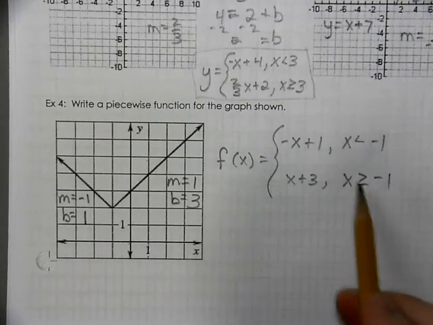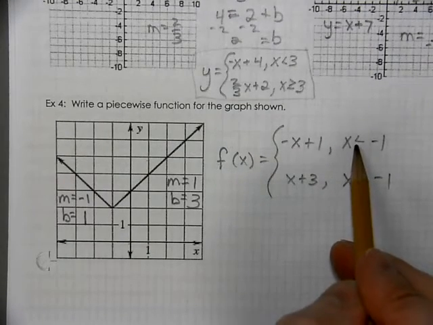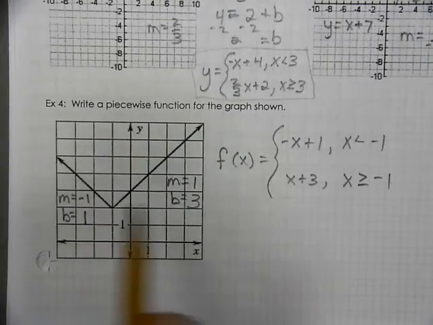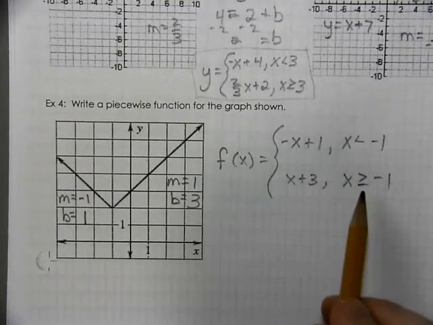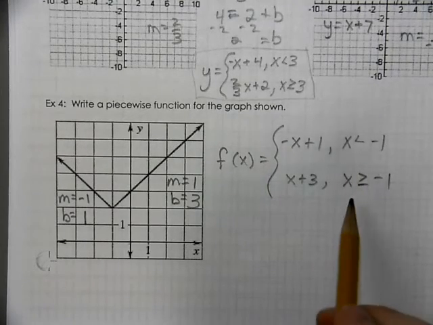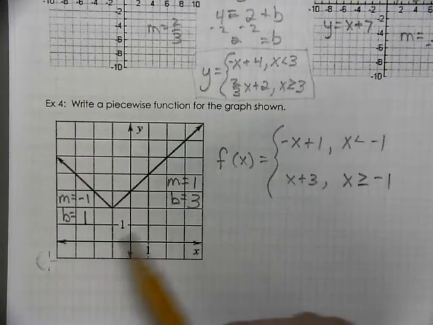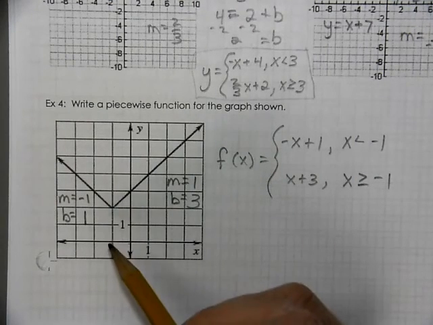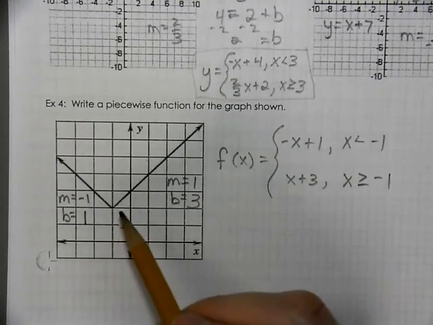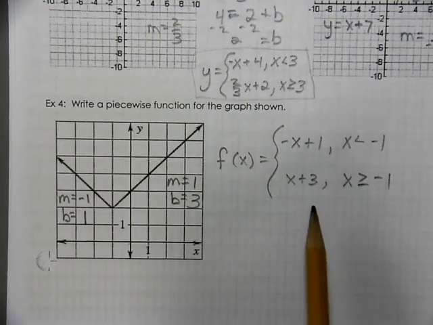Now you could have included this equals up here if you wished. Say that it's part of our second equation, but then you would not have included it on the bottom. It doesn't matter which one you include it on, you just can't include it on both domains. You want to be sure that it's a function, and when a piecewise is a function, you know which equation you're going to be on for every value of x.